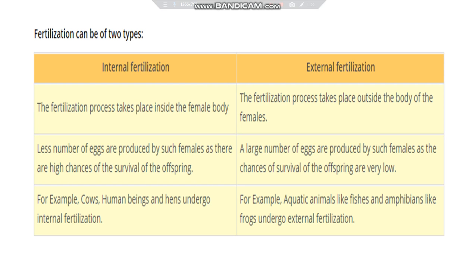Whereas in external fertilization, the fertilization process takes place outside the body of the female. A large number of eggs are produced by such females as the chance of survival of the offspring is very low. For example, aquatic animals like fishes and amphibians like frogs undergo external fertilization.